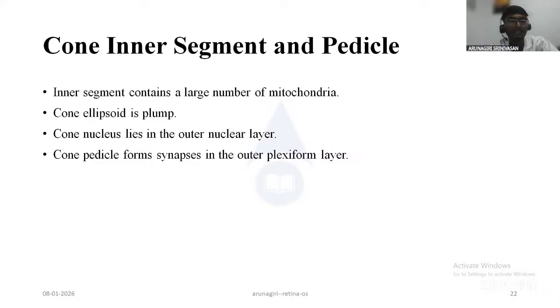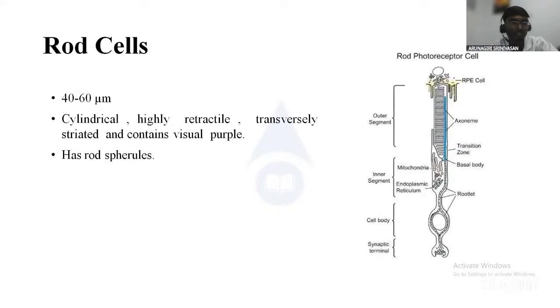The inner segment contains a large number of mitochondria. Cone ellipsoid is plump. Cone nucleus lies in the outer nuclear layer. Cone pedicle forms synapses in the outer plexiform layer. Rod cells are 40 to 60 micrometers in size, cylindrical, highly refractile, transversely striated, and contain visual purple. Rod cells have rod spherules.